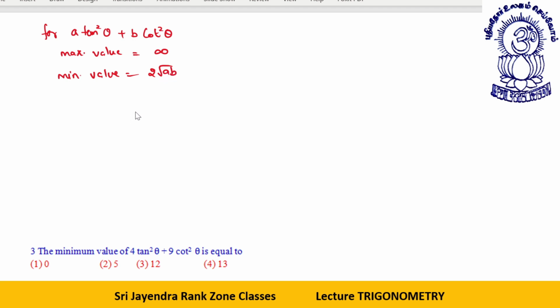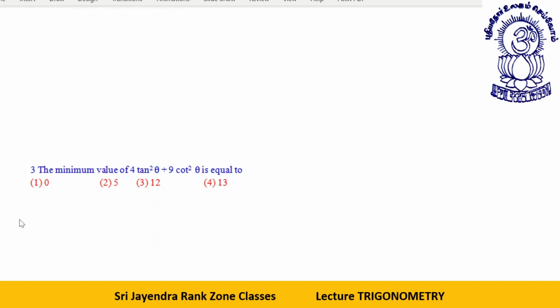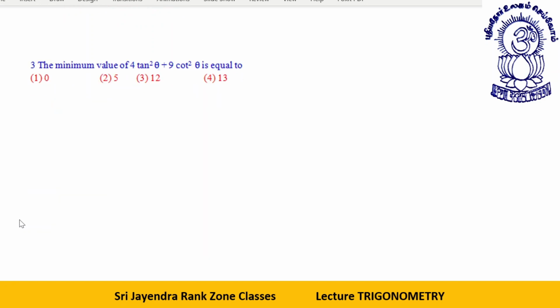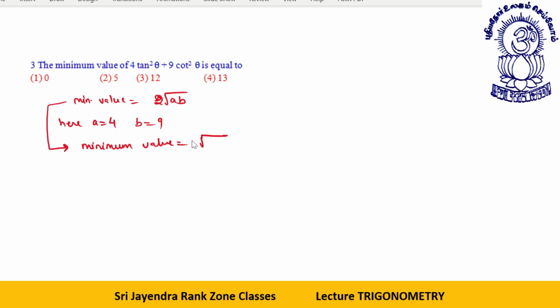I think I can avoid the theory, otherwise you might feel a bit bored. Fine, I'm skipping the theory right now. Let's do the question. The minimum value of 4 tan square theta plus 9 cot square theta is 2 under root AB. Here A is equal to 4, B is equal to 9. So this minimum value will be 2 under the root 4 into 9, that is 2 into 2 into 3, which is 12, option 3.